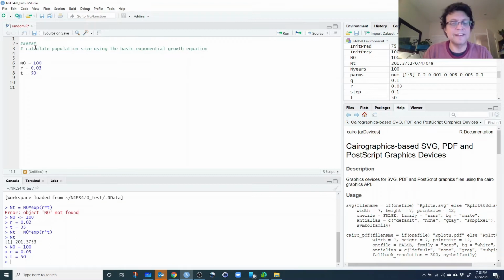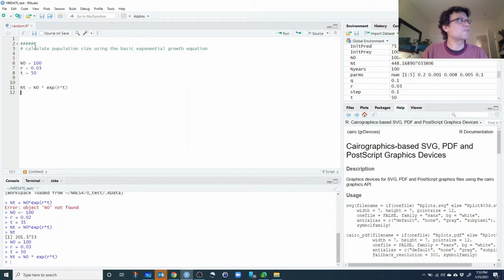then we can calculate the population size at time t. I'll call it Nt, and we'll take the initial population size and multiply it, using the asterisk, by the exp function, which takes the base of the natural logarithm e and raises it to the power of whatever you put in the parenthesis, and that's going to be r times t.